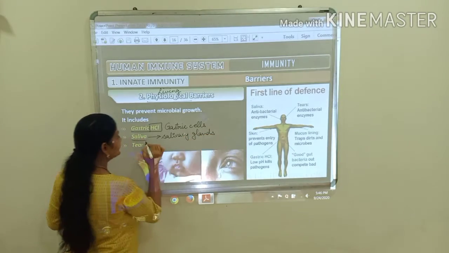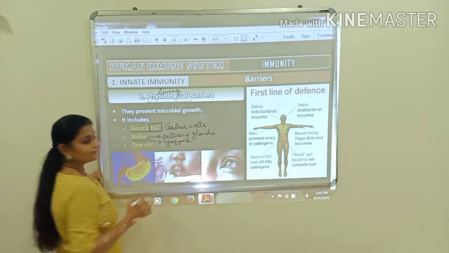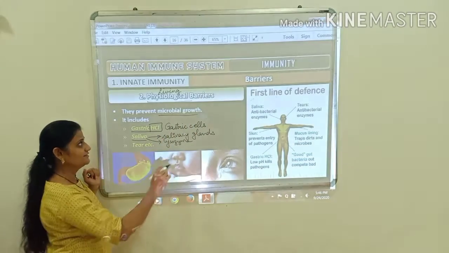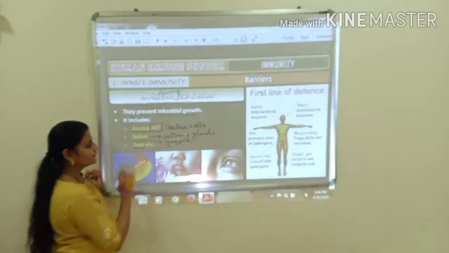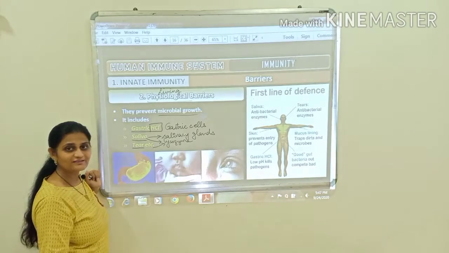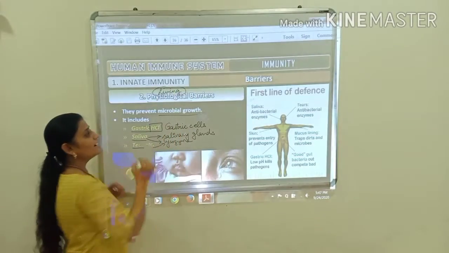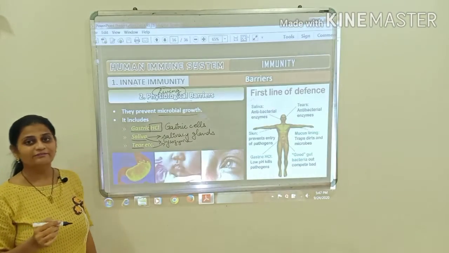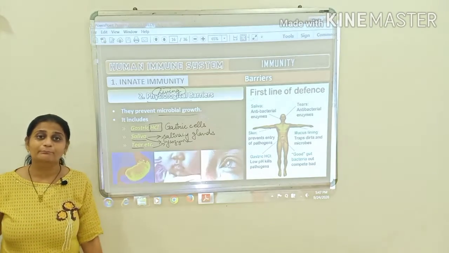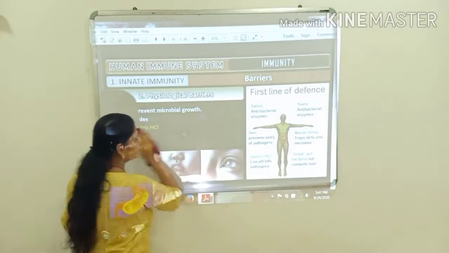Saliva is secreted by salivary glands, and it contains lysozyme enzyme, which kills the microbes, which doesn't allow the microbial growth and provides the barrier. Tears also contain lysozyme, which kills the pathogen and does not allow the microbes to grow, right? So physiological barriers are the barriers which are being provided by the living cells, okay, whereas physical barriers are the barriers that were being provided by the non-living things or non-living cells, right?